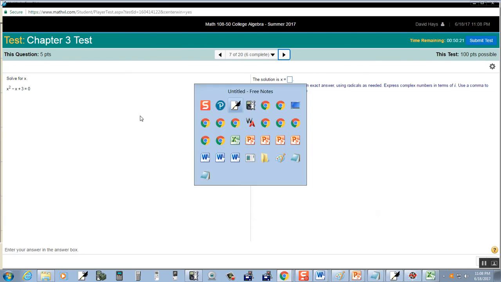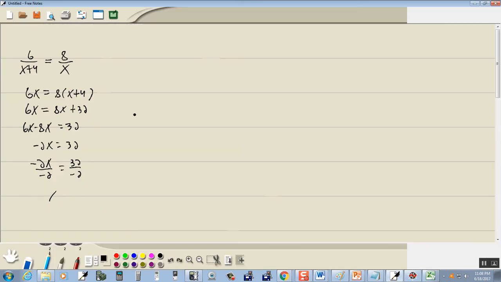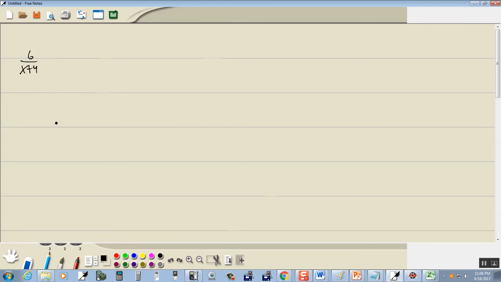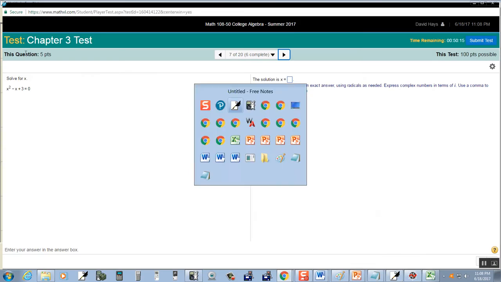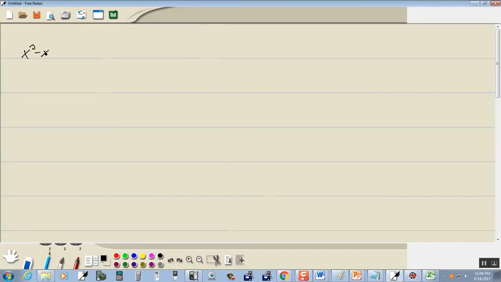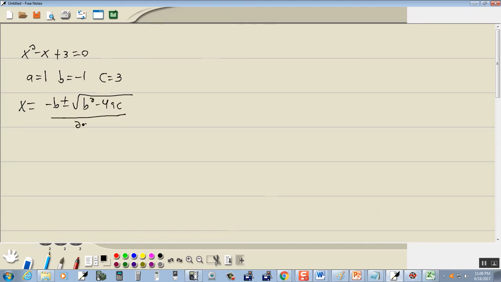Now this one doesn't look like it'll factor, so we have to use the quadratic formula. We got x squared minus x plus 3 equal to 0. And a is whatever's in front of our x squared, which is 1. b is whatever's in front of our x, which is negative 1. And c is our number, which is 3. And we got x is equal to negative b plus or minus the square root of b squared minus 4ac, all over 2a.